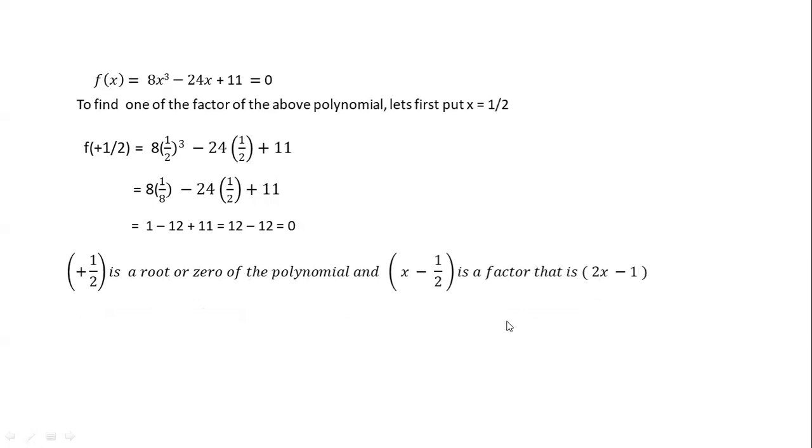Now, to find the other two factors, you will have to divide. We have to divide the polynomial by 2x minus 1, because one factor we have already found. Now we will have to divide this polynomial, that is 8x cube minus 24x plus 11, by this. Now let us see the division.